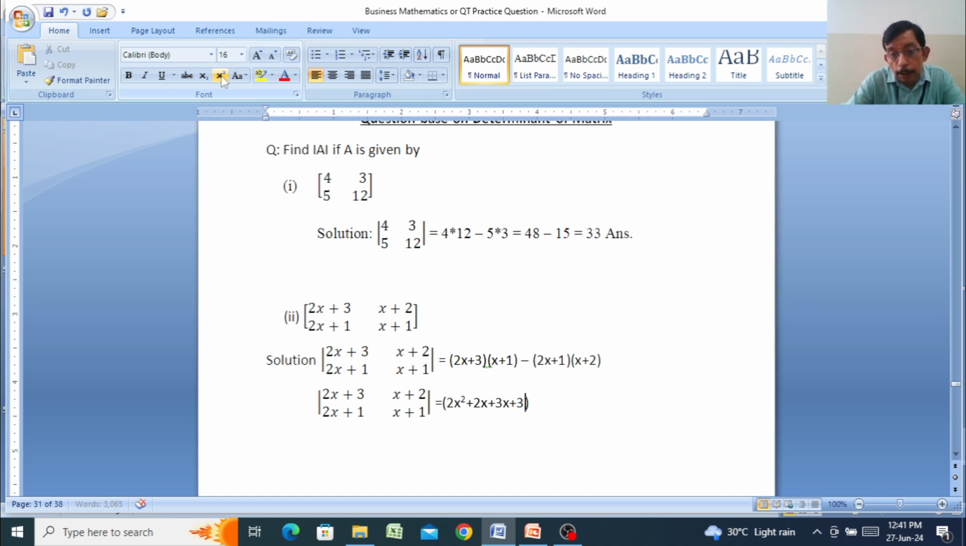Now we come to the second bracket multiplication. 2x multiplied by x, 2x square. 2x multiplied by 2, plus 4x. 1 multiplied by x, the result is x. 1 multiplied by 2, the result is plus 2. Both bracket multiplications are complete. Now we solve this bracket in the next step.